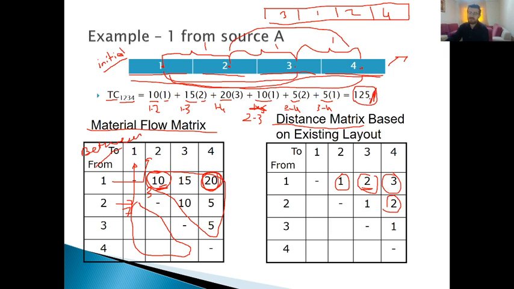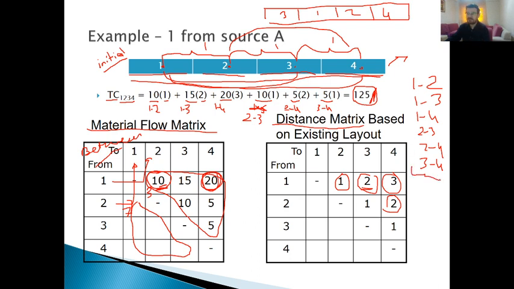So what did I say before? Using this initial layout, we will do every possible exchange. What pairwise exchanges can I do? I can switch the locations of 1 and 2, right? What else? 1 and 3, 1 and 4, 2 and 3, 2 and 4, and 3 and 4. Because I can switch 1 and 2, it also means that I can switch 2 and 1. That's why I do not repeat it, okay?